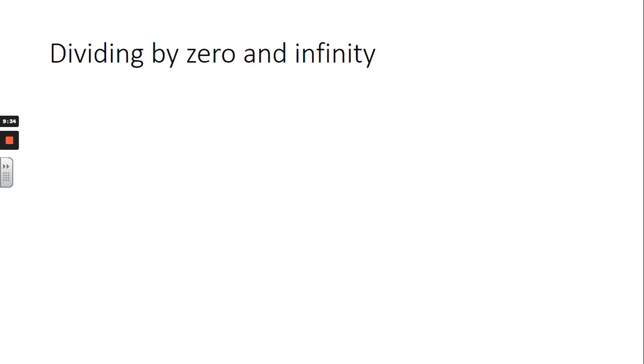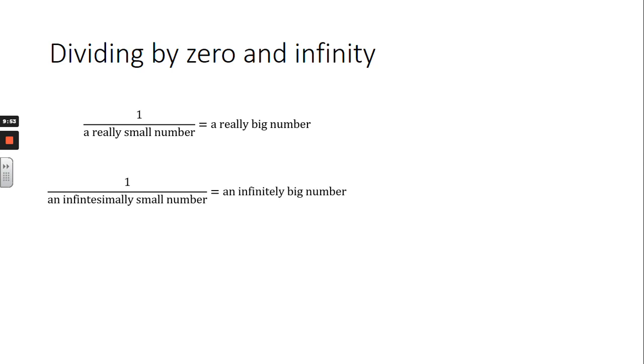We need to learn how to divide by 0 and divide by infinity when using this equation. The reason is far away objects, we will say they are at a distance of infinity, and sometimes we end up dividing by 0 also. So first, 1 over a really small number is a really big number. 1 over an infinitesimally small number is an infinitely big number. So that means that 1 over 0 is equal to infinity. Don't let your math teacher know that I told you that.